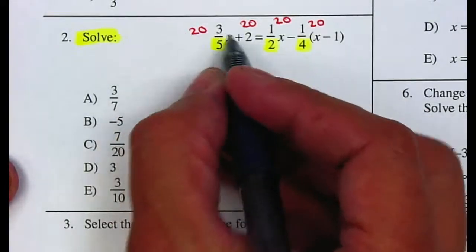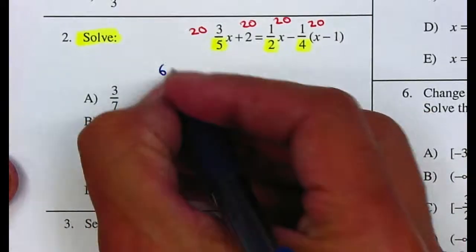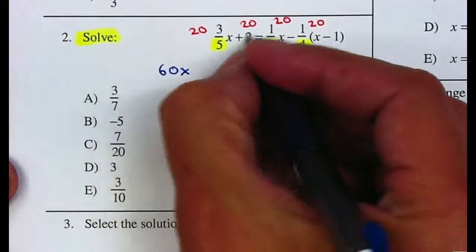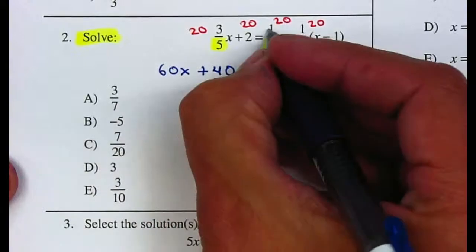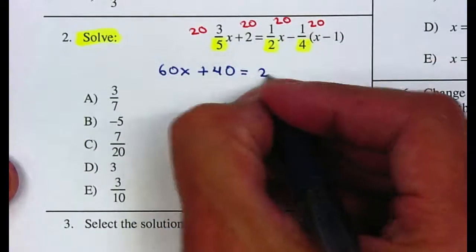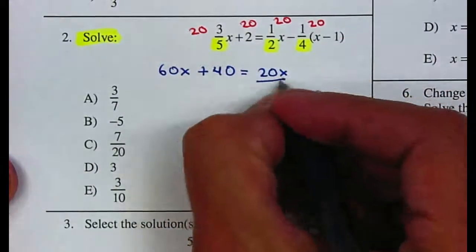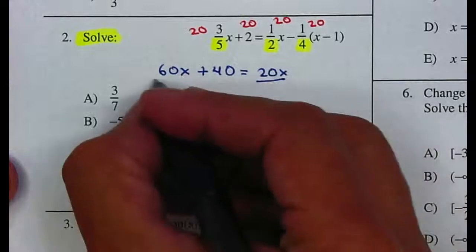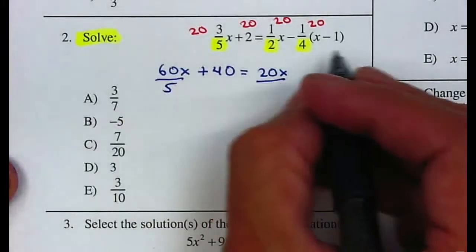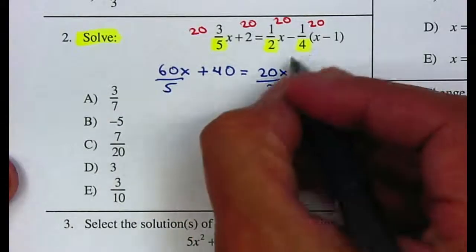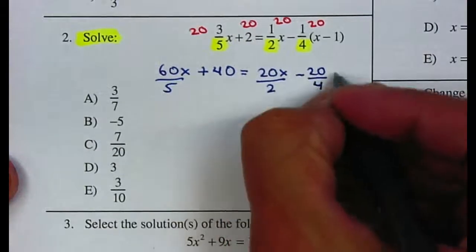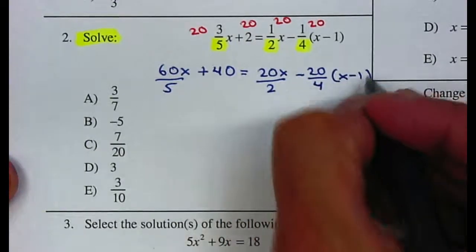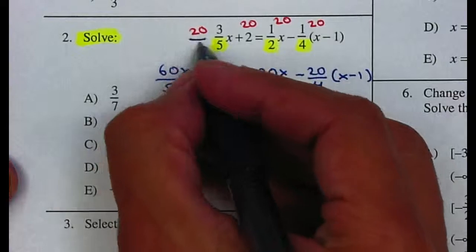20 times 3 times x will give me 60x. 2 times 20 will give me 40. 1 times 20 times x will give me 20x. Divide by 2. 1 times 20 will give me negative 20. Divide by 4. And then the x minus 1. So I just place it over 1 and multiply.